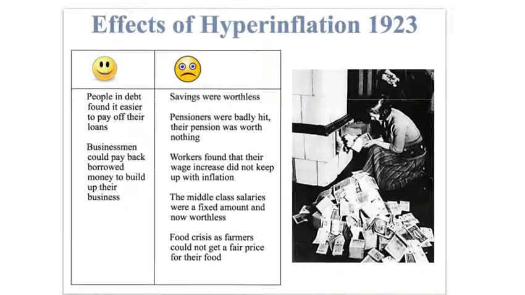The middle classes suffered the worst. Their savings became worthless. Salaries that were set at a fixed amount were now worthless. Pensioners also suffered greatly, as their pensions had no value. The wages of the working class did not rise as fast as inflation, and they too suffered. However, those with debts found they could pay them off easily.